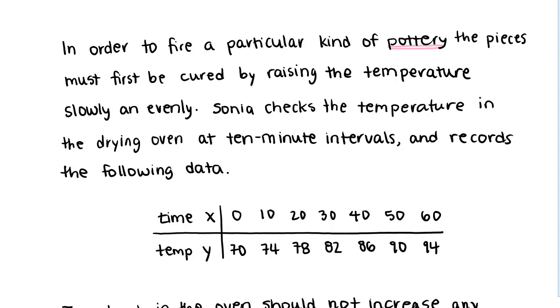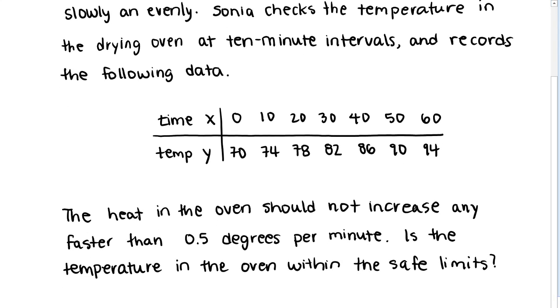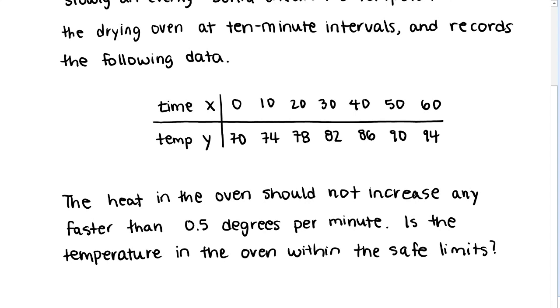And here, this problem says that in order to fire a particular kind of pottery, the pieces must first be cured, so dried, by raising the temperature slowly and evenly. It says that Sonia checks the temperature in the drying oven at 10-minute intervals and records the following data. So we've got a table here where the input variable is time and the output variable is the temperature. We have all of these different points.